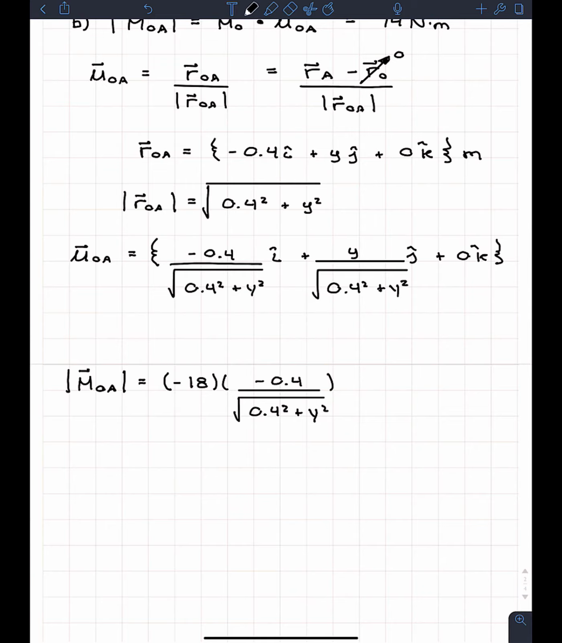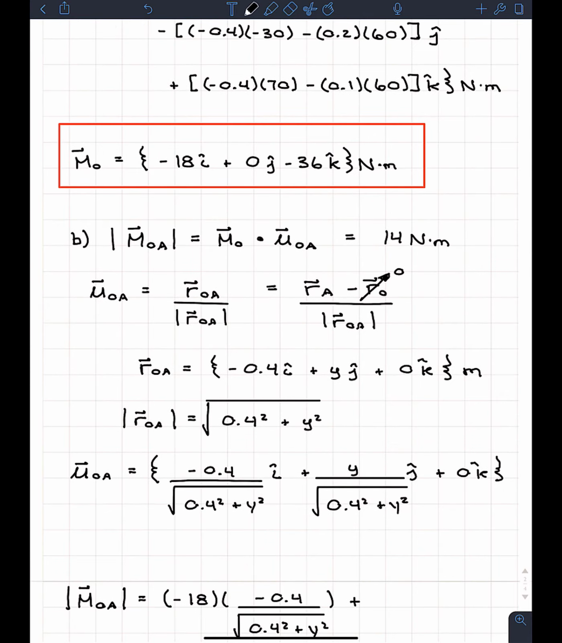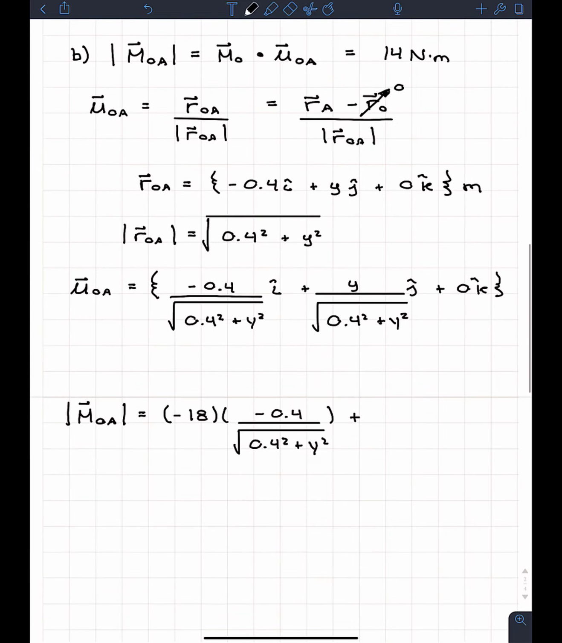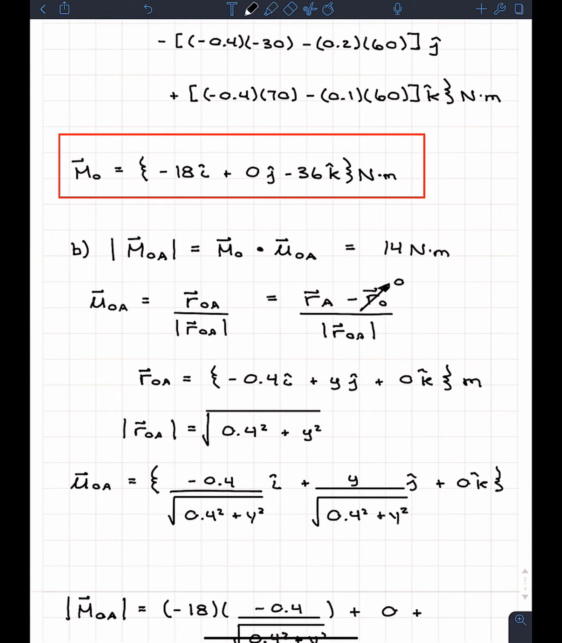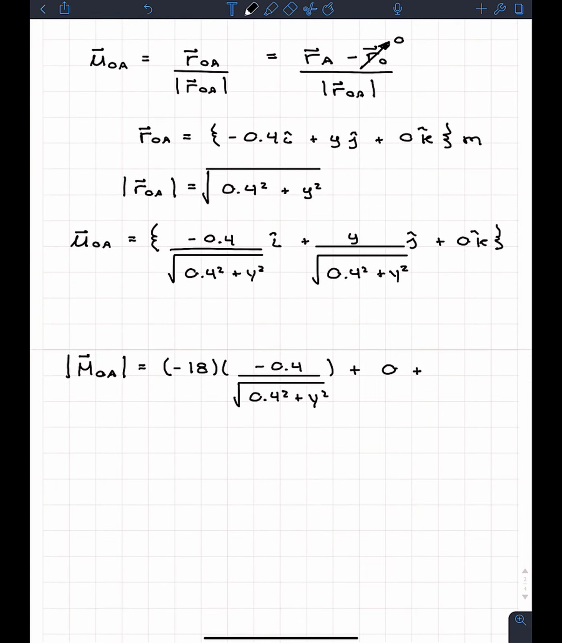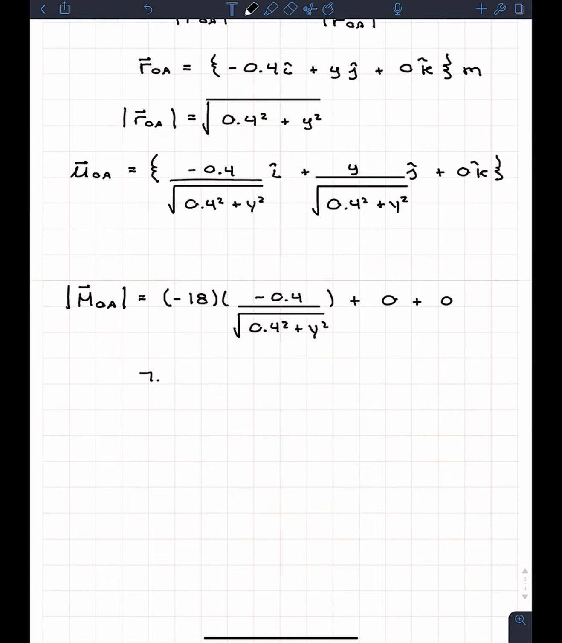And for the next one, if we look up at the j component for the moment, it's 0. So we know that the next one is just going to be 0. And if we look at the I component, there's an I component in the moment, but the unit vector's I component is 0. So this will also be 0. So as we can see, some of it kind of canceled out pretty nicely, so it wasn't too bad. So if I were to multiply the 18 into the 0.4, what I'm going to get is 7.2. And then of course this will still be divided by all that stuff, so it's going to be 0.4 squared plus y squared.